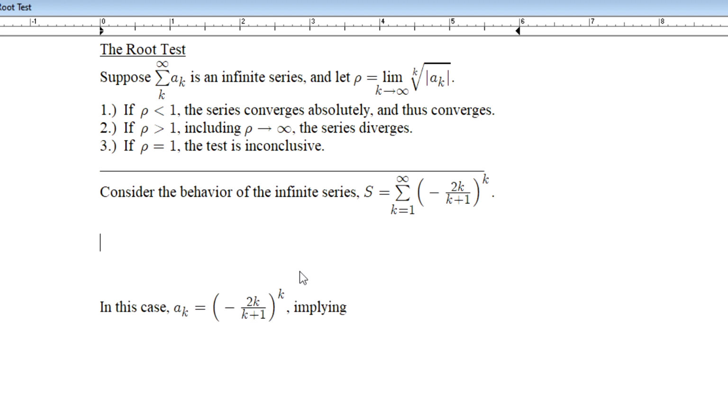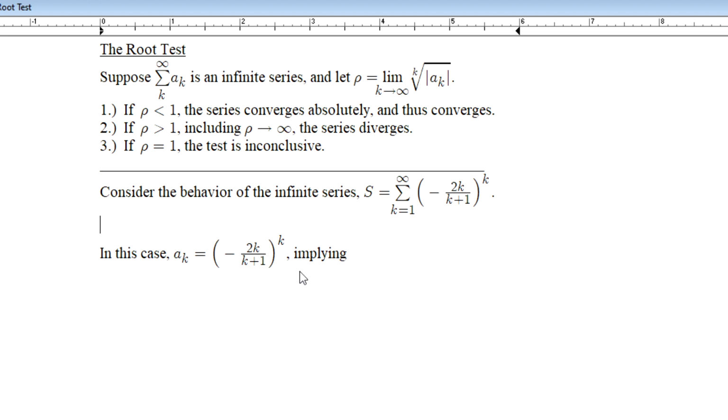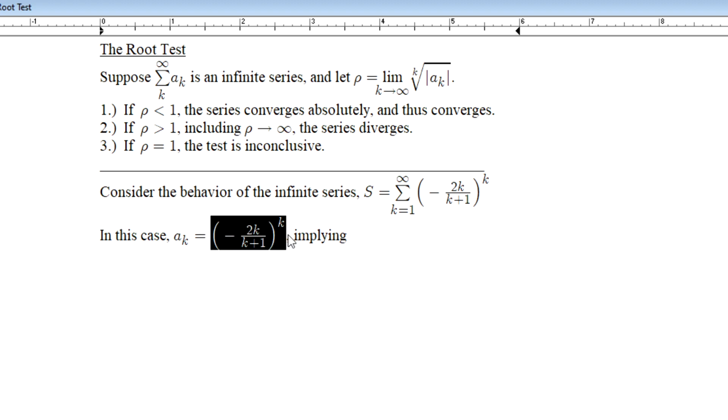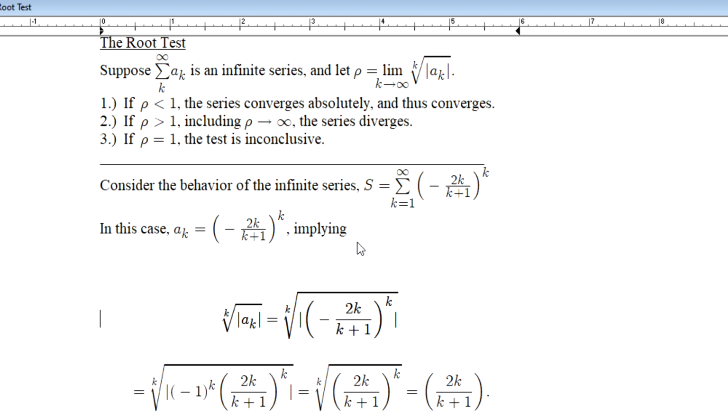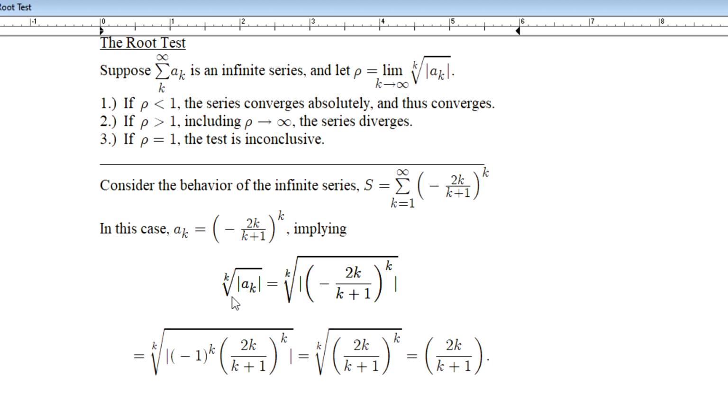We might begin by indicating here, in this case, our value of a sub k is this argument, right, that we see inside our series, implying if we thought about the kth root of the absolute value of that argument, that would give us this result here. We could take the kth root of the absolute value of this, which produces this. Where we might take a moment just to highlight how we're going to handle this negative here.